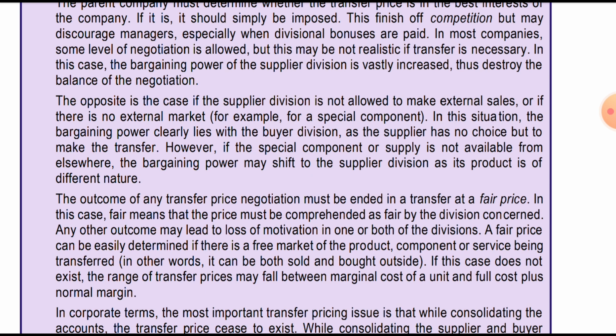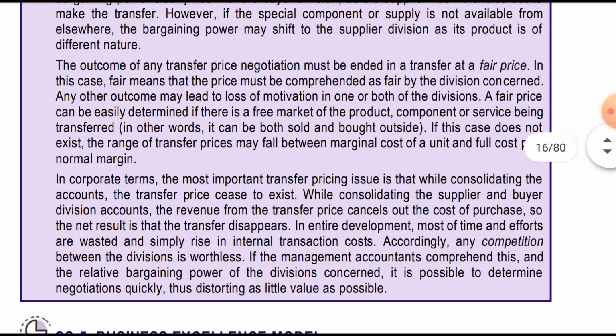And if that special product is not available elsewhere in the market, in that case the power can again be shifted to the supplier, as the product is of a different nature. So the supplier can demand a special price for that product. So this is the negotiation we generally carry on.